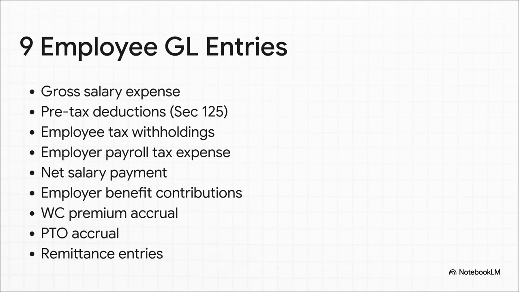Then you have the employer payroll tax expense, the actual net salary payment going out the door, employer benefit contributions, workers' comp premium accruals, and PTO accruals. Finally, you have remittance entries that clear all those payables out. It's a lot of moving parts.